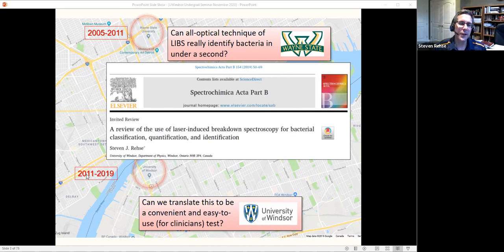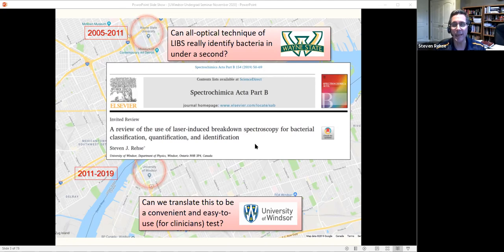So then I moved in 2011 to the University of Windsor, and the question changed. Having proven to my satisfaction that this technique really can identify bacteria, the question when I moved here became, can we actually translate this technique into a convenient and easy to use test? Easy to use meaning for clinicians, doctors, nurses, health practitioners, something like that. So it's this idea that can we actually take something that works in the lab, in theory, and move that into the clinical world?